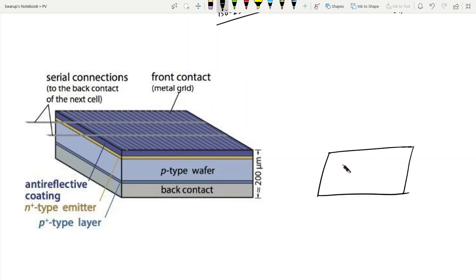Now let's say we have this p-type wafer. So we have the p-type wafer. This is just p-type, but we need to create the junction, right? So what we have to do is create the n-type layer on top of it.